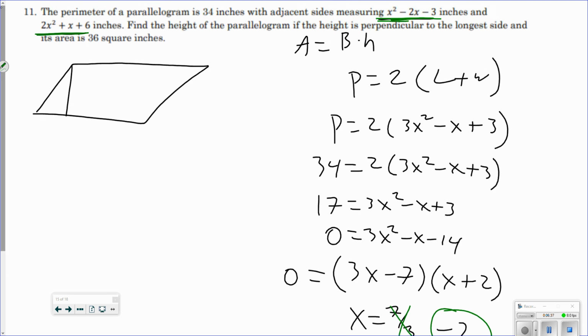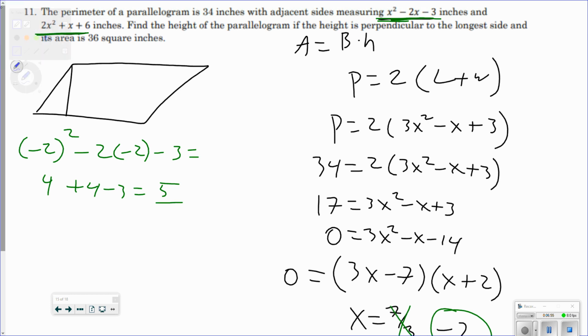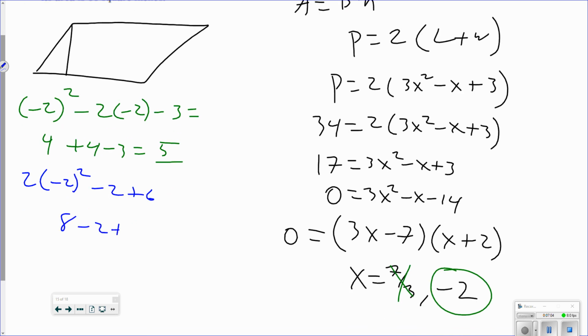So you plug in negative 2 into the first formula. You have negative 2 squared minus 2 times negative 2 minus 3. You solve that out. That becomes 4 plus 4 minus 3, which is 5. So I know one side is 5, and the other one, we'll do that in blue right here. That's 2 times negative 2 squared minus 2 plus 6. That's 8 minus 2 plus 6, or 12. So my two sides are 12 and 5.